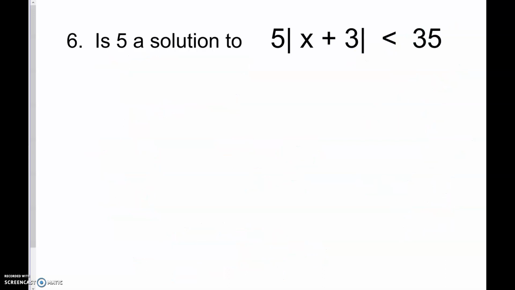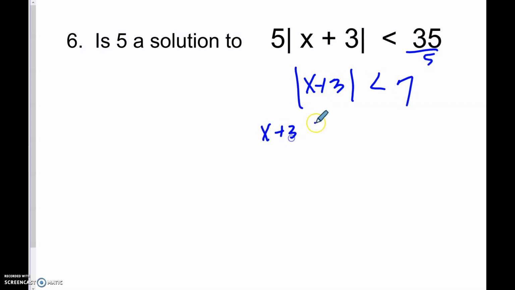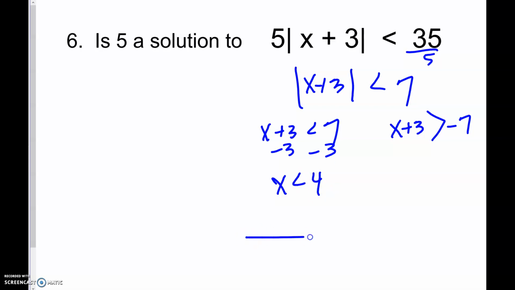All right, so here's our last one. They want to know, is 5 a solution? So there's a couple different ways that you can do this. One is you guys can graph it. So we could just totally solve this, divide both sides by 5. So we have x plus 3 is less than, and when I divide this by 5, I get 7. So now I have x plus 3 less than 7, and x plus 3, remember, flip, and negative 7. So now I'm going to subtract 3. So x is less than 4.